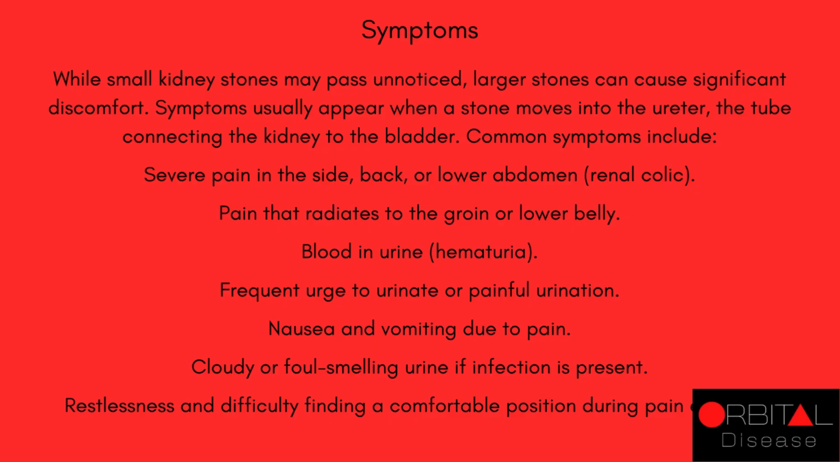Symptoms usually appear when a stone moves into the ureter, the tube connecting the kidney to the bladder. Common symptoms include severe pain in the side, back, or lower abdomen, renal colic, pain that radiates to the groin or lower belly, blood in urine, hematuria, frequent urge to urinate or painful urination, nausea and vomiting due to pain, cloudy or foul-smelling urine if infection is present, restlessness and difficulty finding a comfortable position during pain episodes.